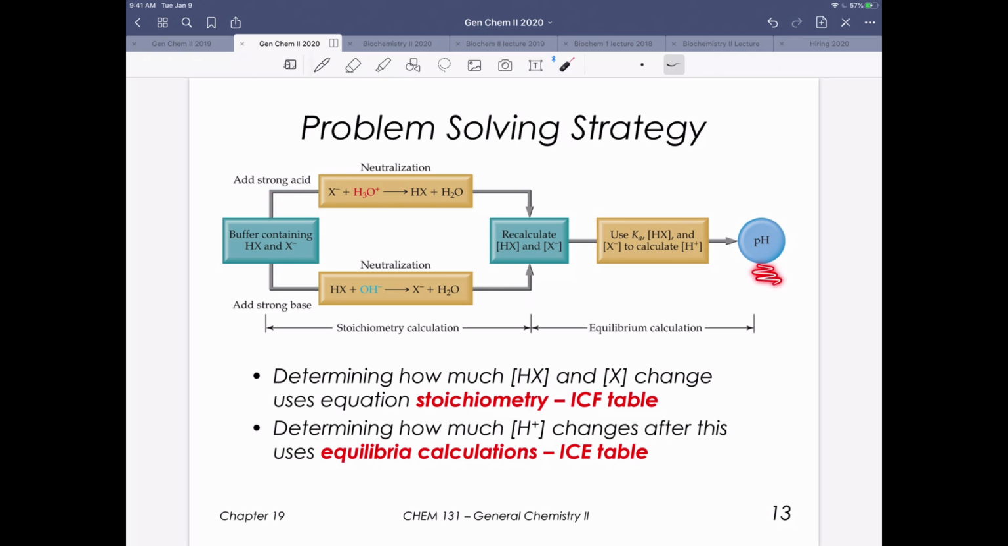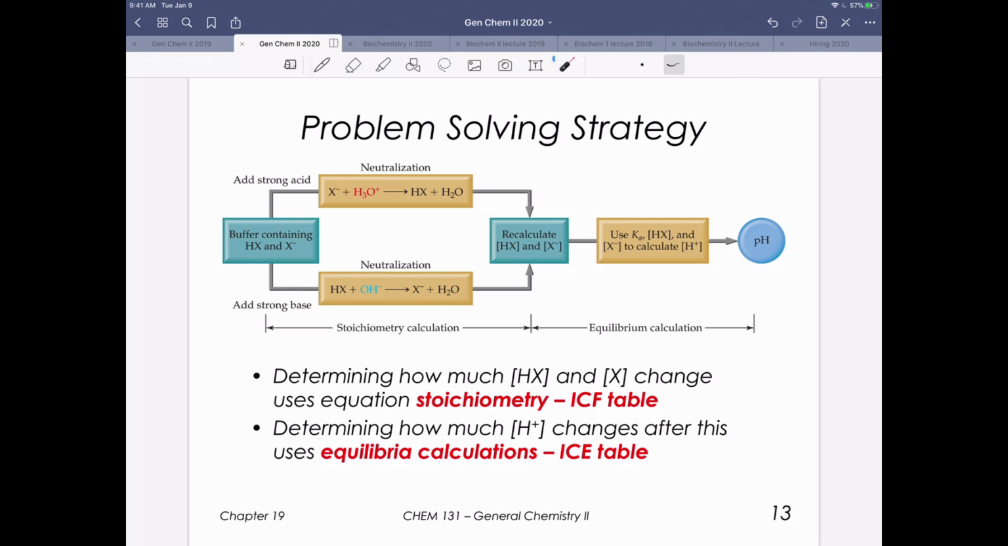And we're going to ask what happens to the pH. And then we're also going to say, let's imagine we take that same buffered solution and instead of adding an acid, we add a base. What's that pH? So what we're going to have here is essentially two kinds of calculations that we need to do.